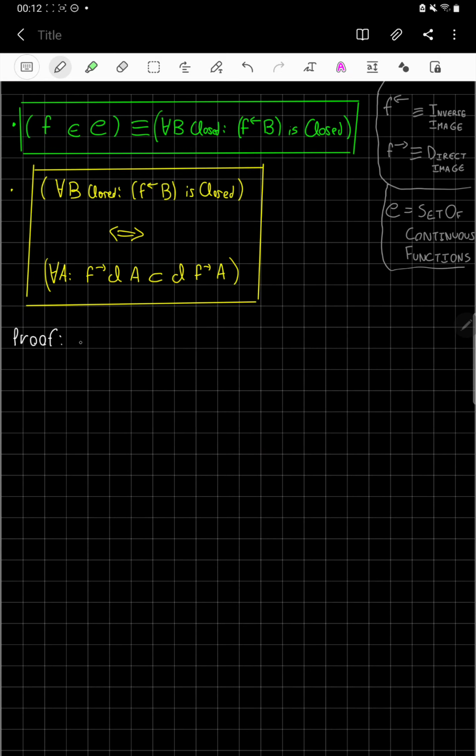Let's begin the proof. The implication part. So if this is true, we have to prove this is true. Assuming f continuous, we want to prove the direct image of the closure of A is a subset of the closure of the direct image of A. Now, every time we have a direct image on the left side of an inclusion, we can pass the direct image to the other side, like this.